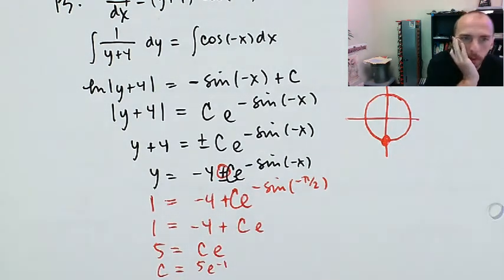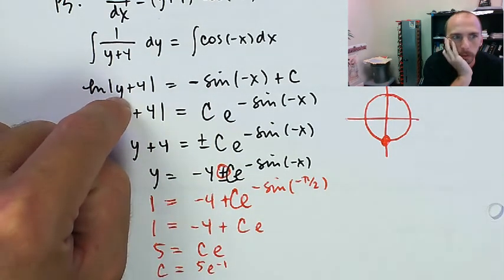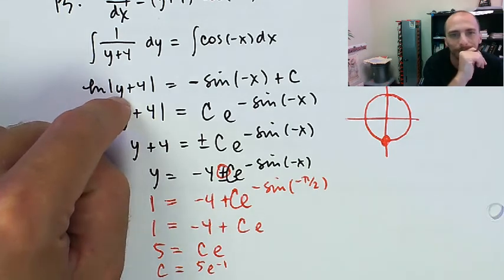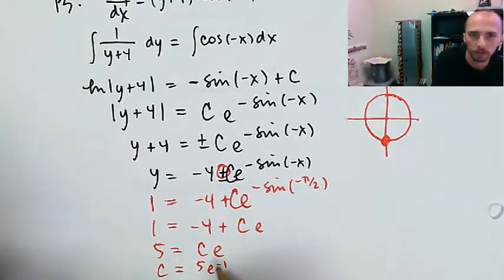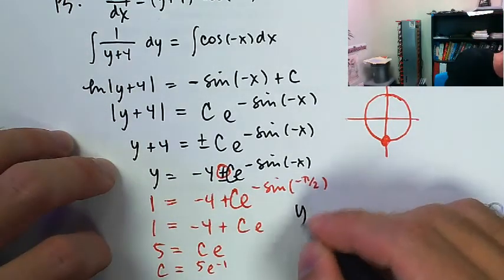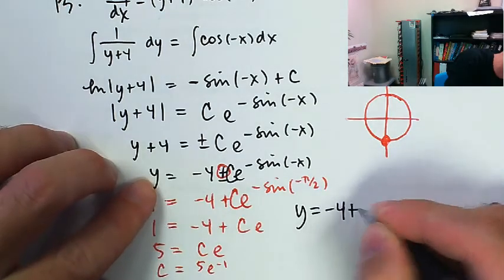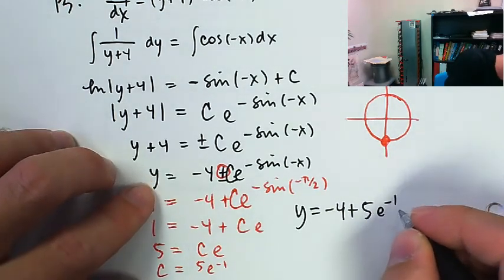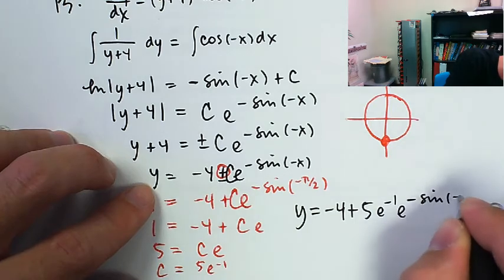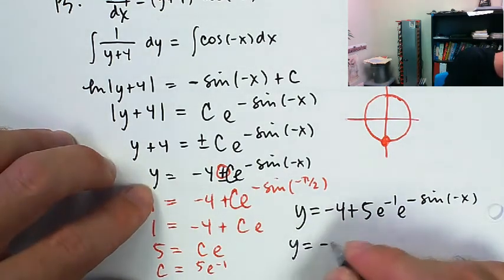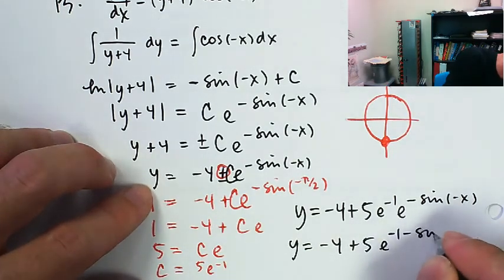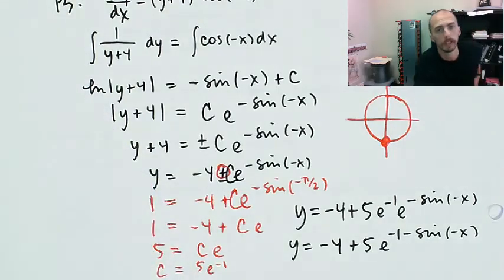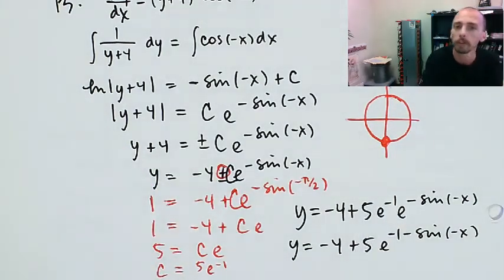Okay, I think this is maybe one where, yeah, I'd have been probably better off to... No, this is not one where I'd have been better off to plug in earlier. Nothing you can do. Okay, it's just a bad initial condition gave you a bad solution. So my solution is going to be -4 plus 5e to the -1 times e to the negative sine of negative x. Now, if you really wanted to, you could say that that's -4 plus 5e to the -1 minus the sine of negative x to write it as one exponential if you like. Same thing. This is no more correct than the first version.